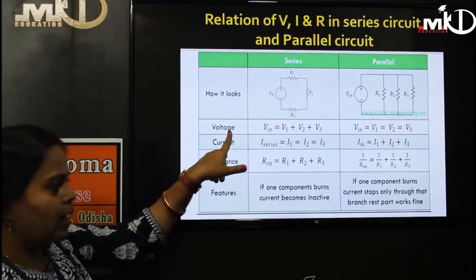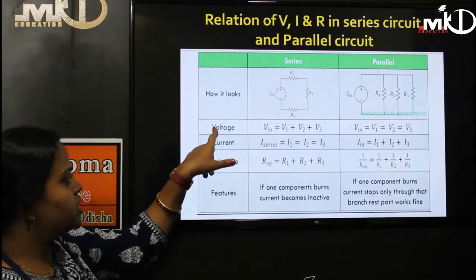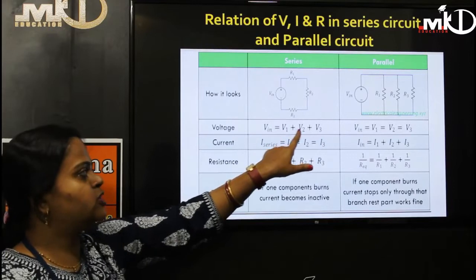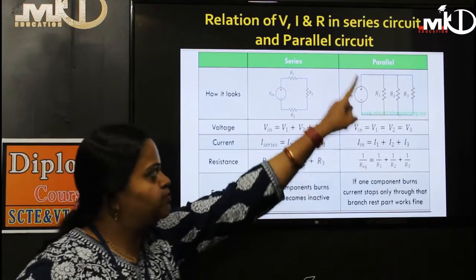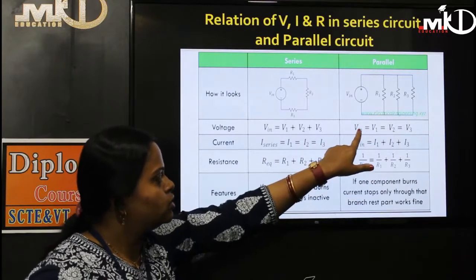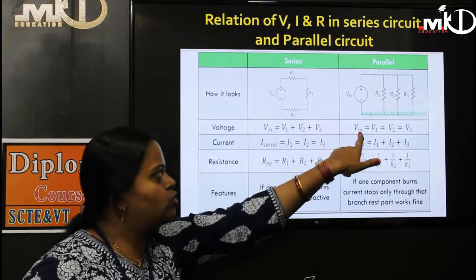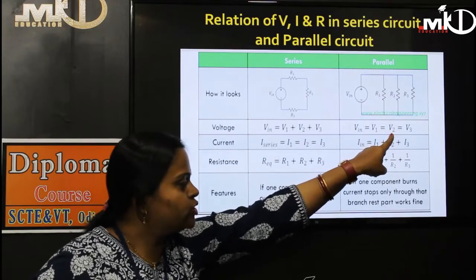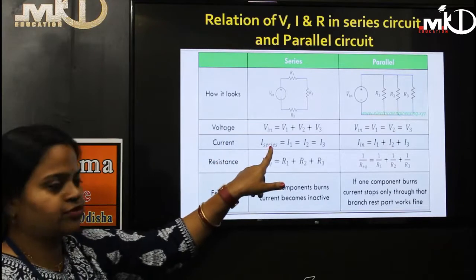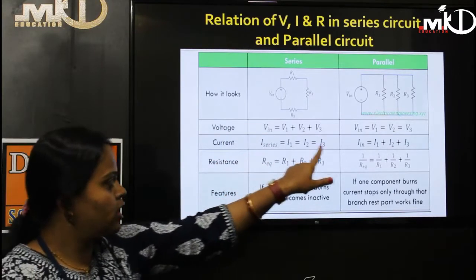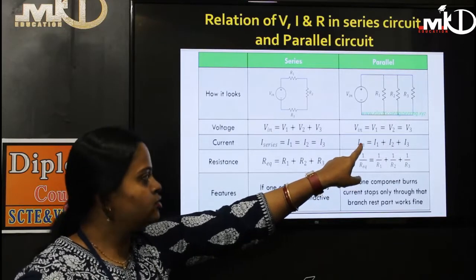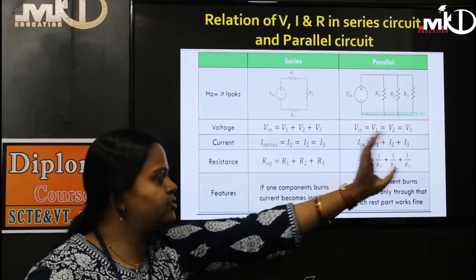So that I have told you right now, total voltage in case of series circuit it is additive, so it should be V1 plus V2 plus V3, and in case of parallel circuit voltage is same throughout all the branches. So Vin is equal to V1 is equal to V2 is equal to V3. Then if you go for the current, in case of series circuit current is same, so all currents are same. In case of parallel circuit, current is dividing or additive, so I is equal to I1 plus I2 plus I3.